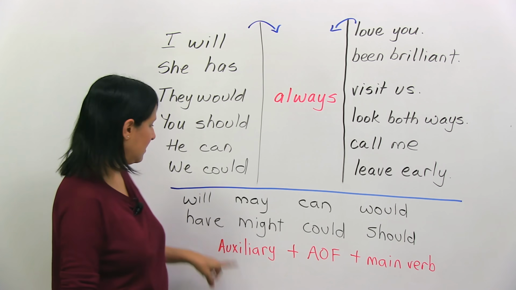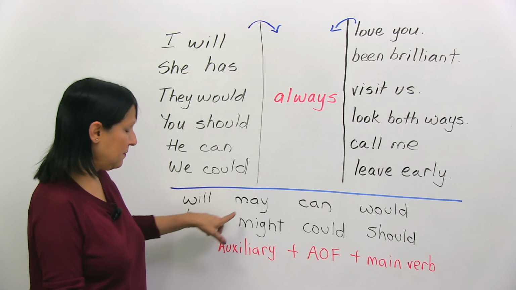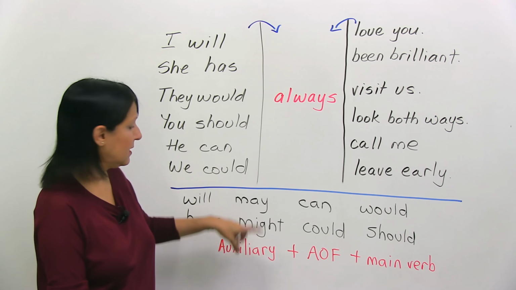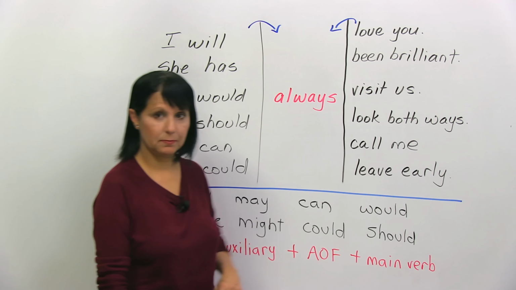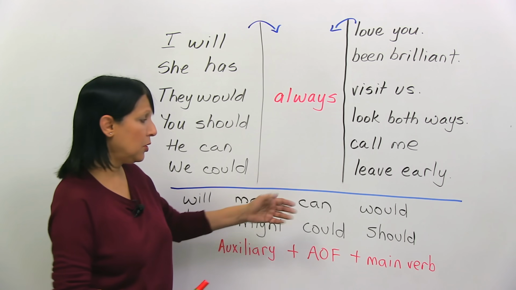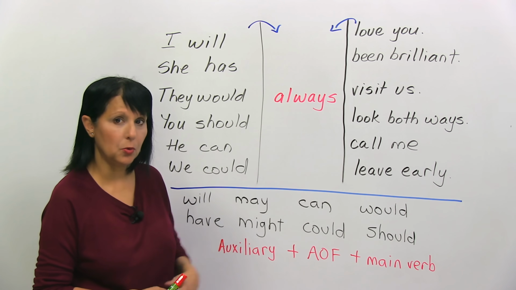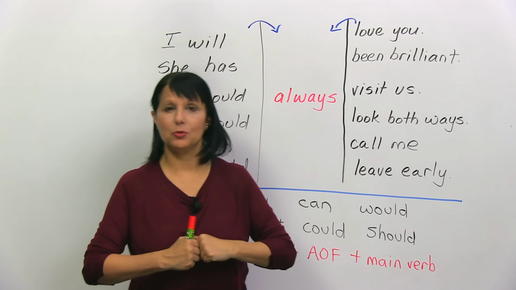Words like this. Will, which we use for the future, right? The have, which we use in the perfect tenses. May, might, can, could, would, should, okay? So these are usually followed by a verb. I may go, I can go, I would go, right? So if you have an adverb of frequency, you put it between those, all right?